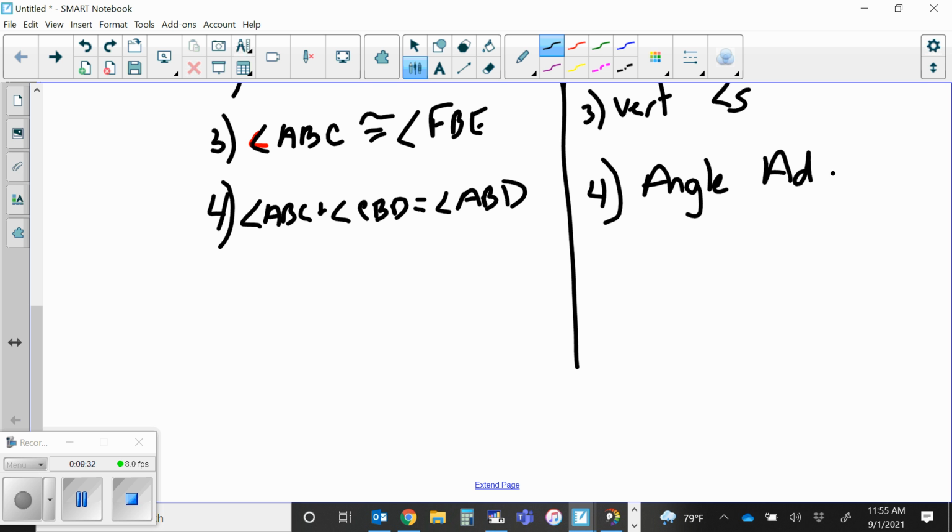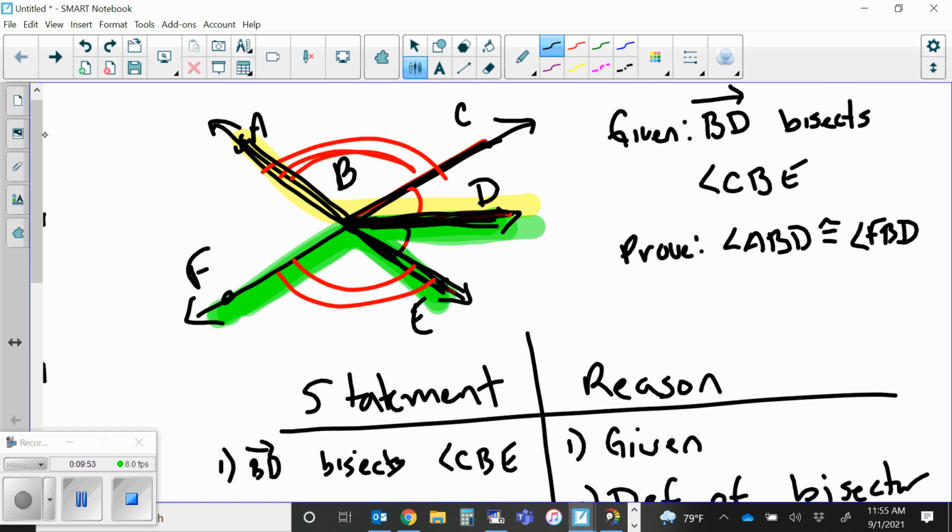Why did I say that your vocab is so important? What is every one of these reasons why? A vocabulary word that we've talked about in this class. Does that make sense? Okay, what else can I say? What other angle can we add up that we know?